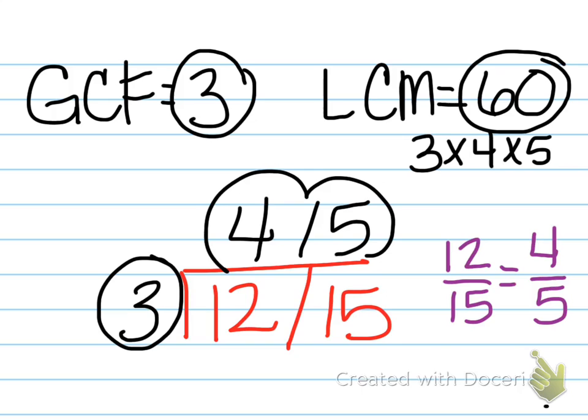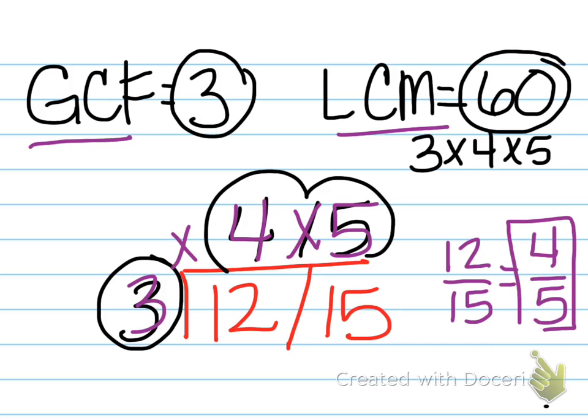Here's the answers. How'd you do? Greatest common factor is 3. Your least common multiple is 3 times 4 times 5, which is 60. And your 12/15 gives you a reduced fraction of 4/5. Good job.